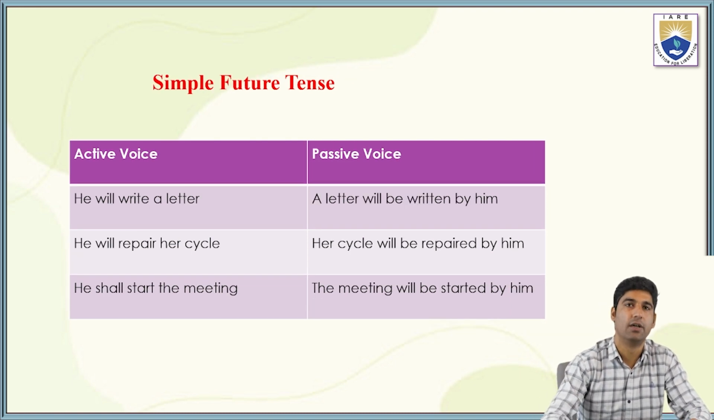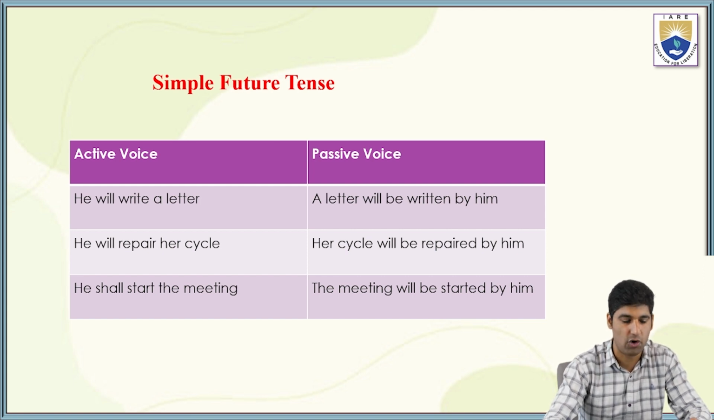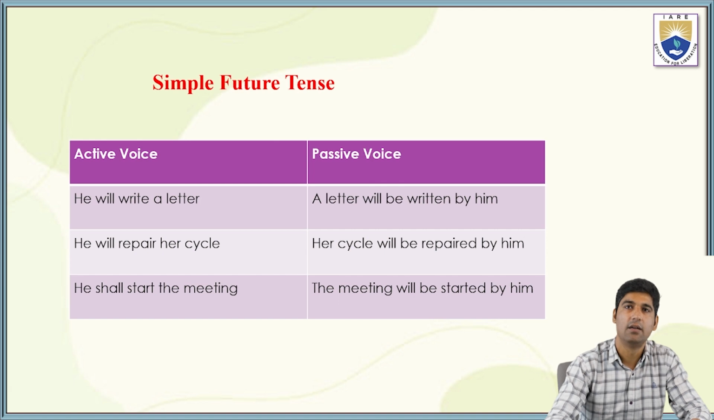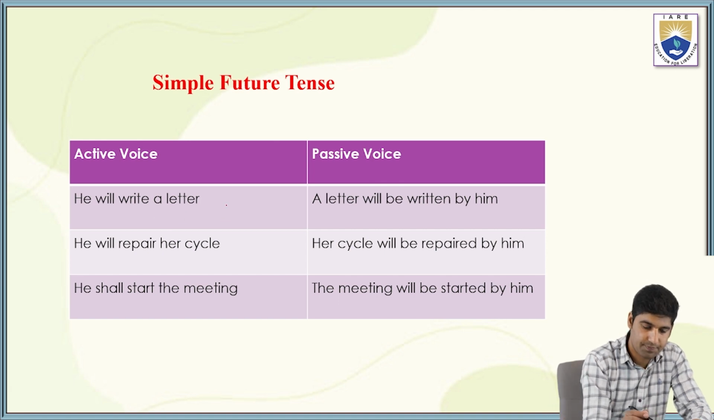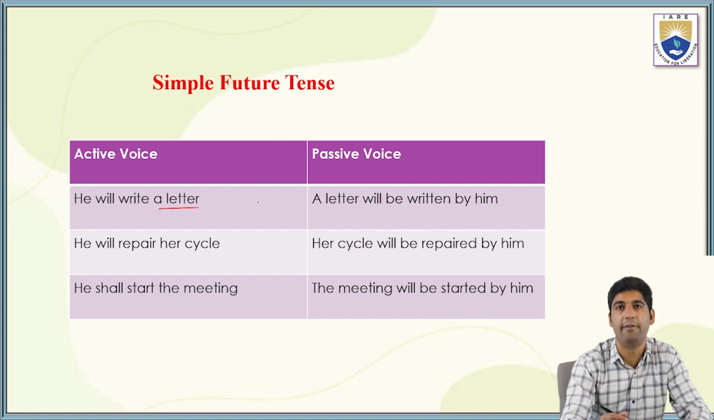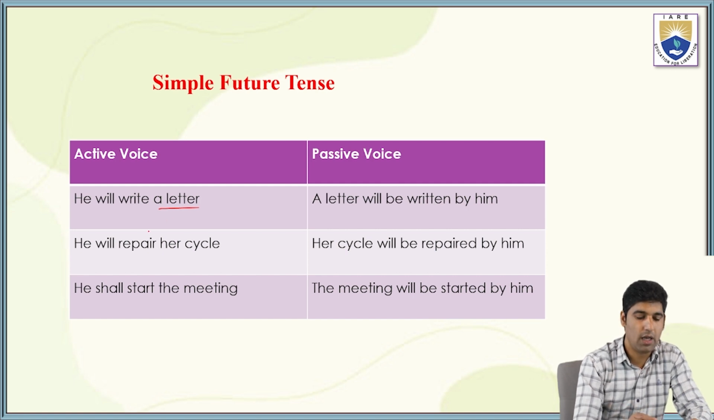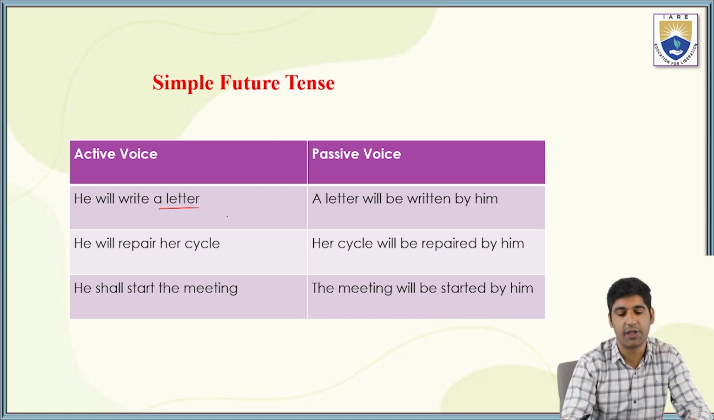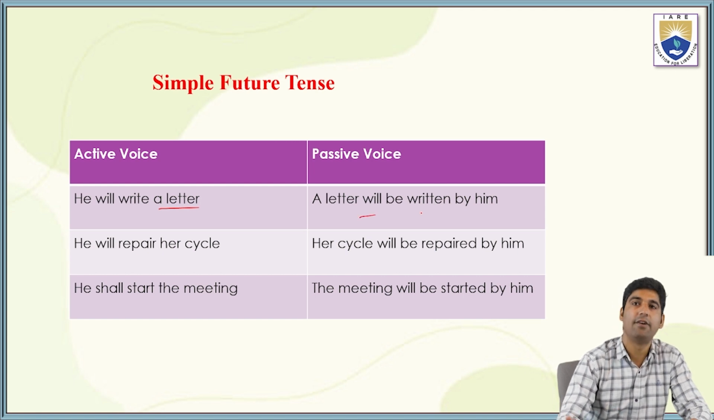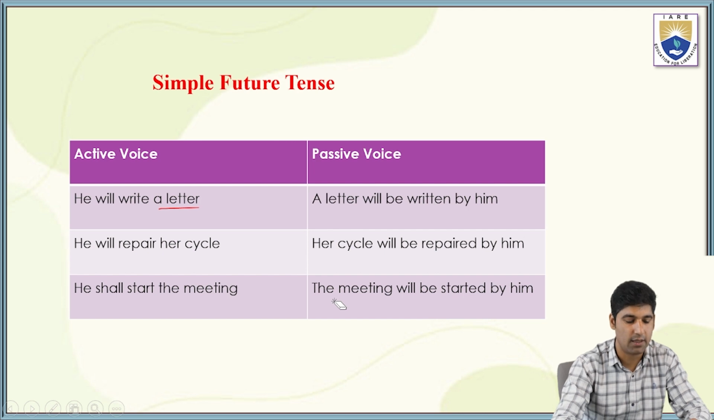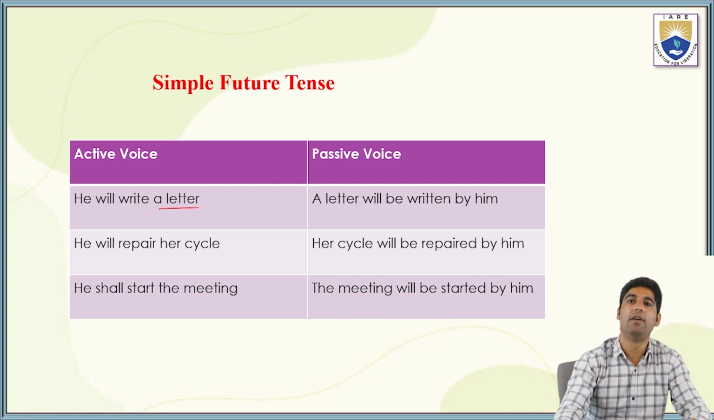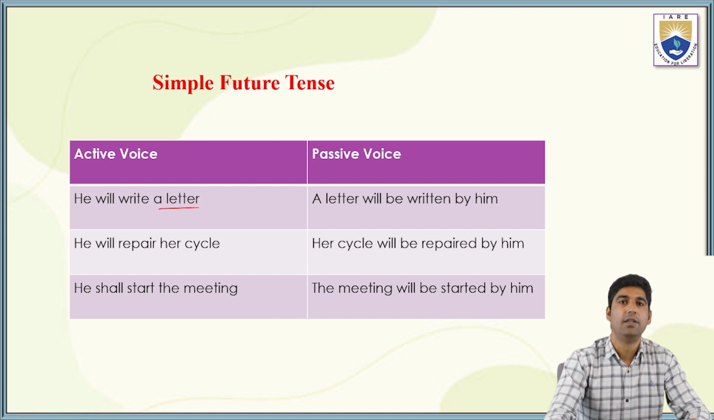Then simple future. It is subject plus will/shall plus verb first form. He will write a letter. So then a letter will be the subject, but here we do not only use "be", we use "will be", because in order to maintain the future tense, we use will. A letter will be written by him. Then he will repair her cycle. Her cycle will be repaired by him.